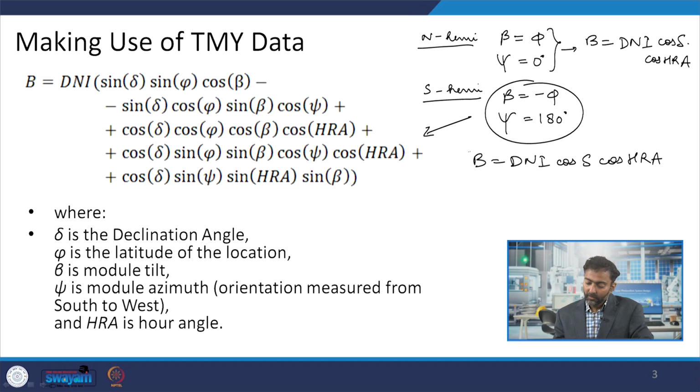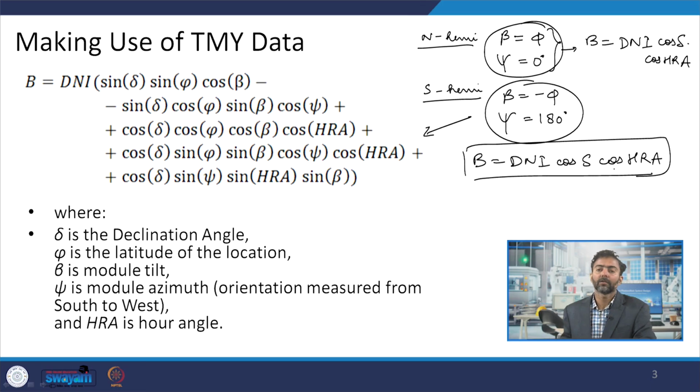So that is very interesting. Whether you are in the northern or the southern hemisphere, if you take the standard assumptions for the tilt and orientation of a PV panel, then you get this simplified equation irrespective of the hemisphere. So now as we can see, these two particular variables come out as the most critical ones for determining the beam component. So delta indicates the solar declination, and HRA is the hour angle. In today's lecture we will look at these two angles in little more detail, try to understand what these angles are and how to interpret them and how to evaluate them.